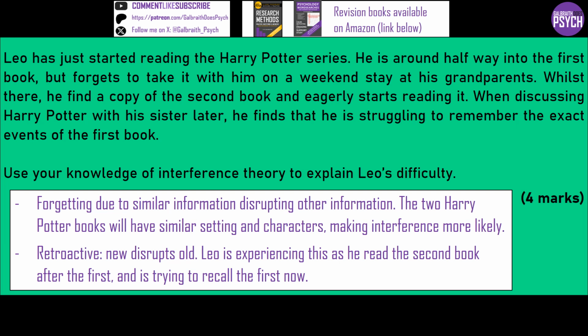I don't need any specialist knowledge of the Harry Potter series in order to answer this question. Just the idea that 2 books are from the same series is enough here to be hopefully inferring that there's going to be similar settings and characters. It is retroactive interference here because Leo has read the 2nd book most recently and is trying to remember the 1st book, so that interference is going back in time. Alright, hopefully you got on okay with that.